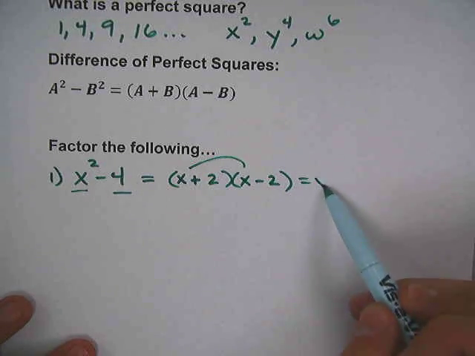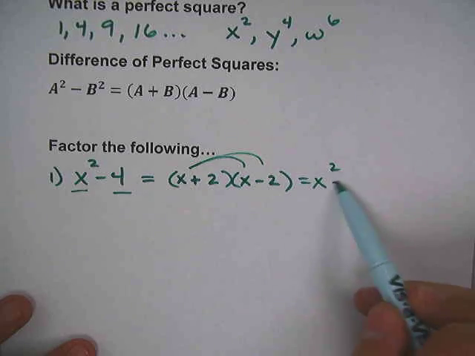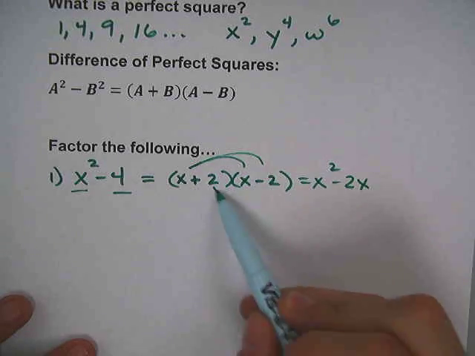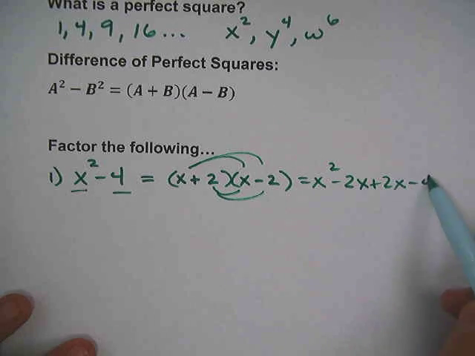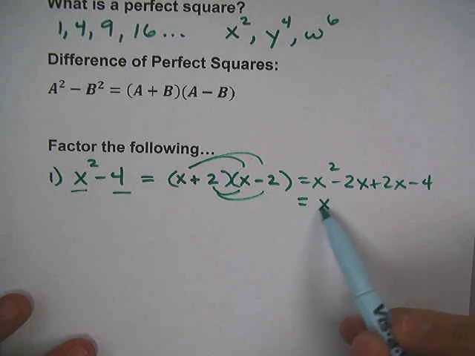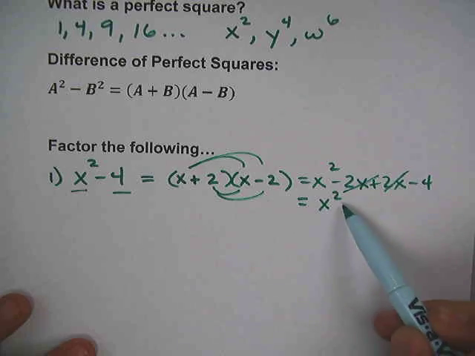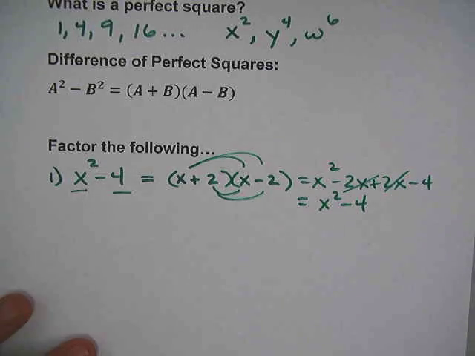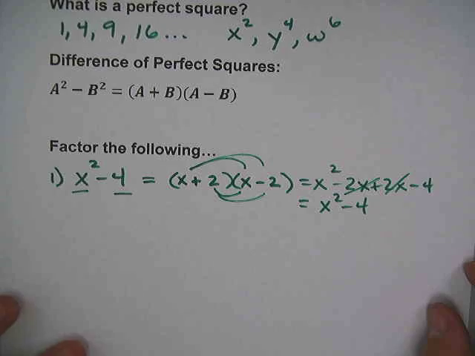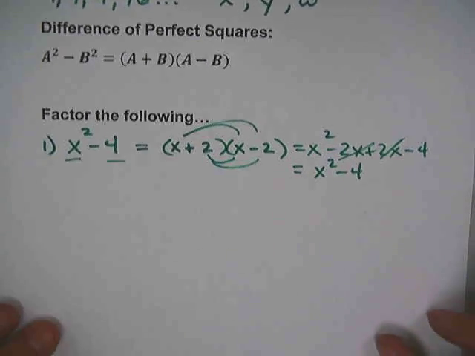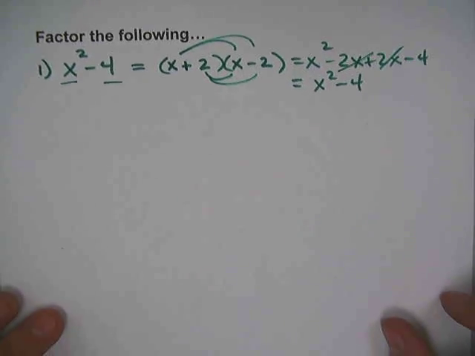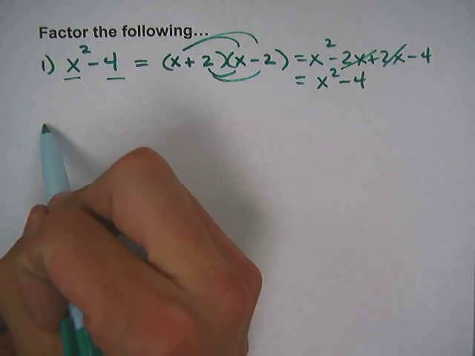Now, how do I know for sure that that really is it? Well, you could go through and distribute. You could multiply x times x to get x squared. x times negative 2 is negative 2x. 2 times x is 2x. 2 times negative 2 is negative 4. And if you simplify, you get x squared, these cancel, minus 4. So we're back to the original. So those really are the factors of x squared minus 4. And that's it. There's nothing more complicated than that.